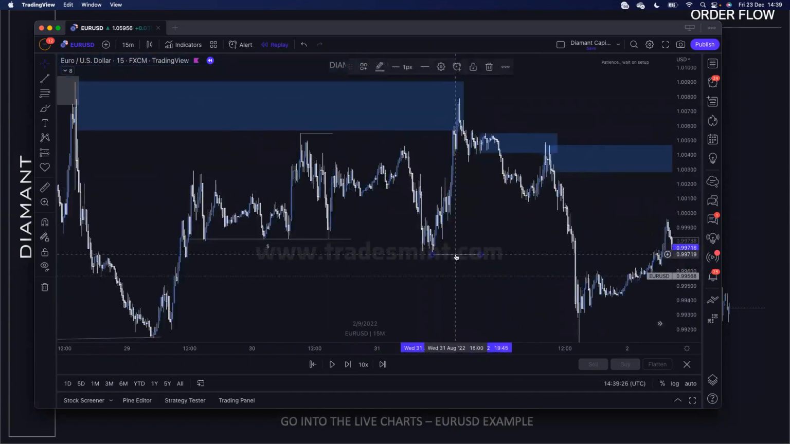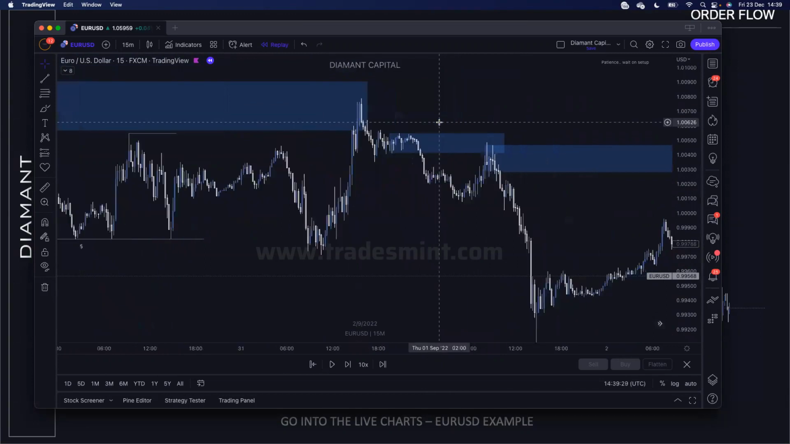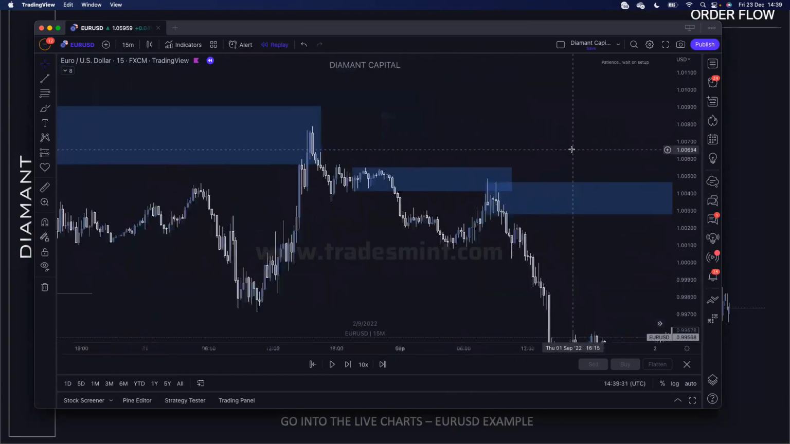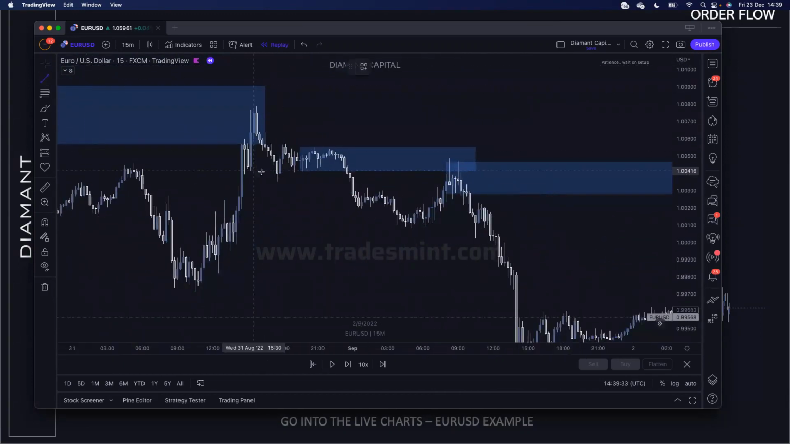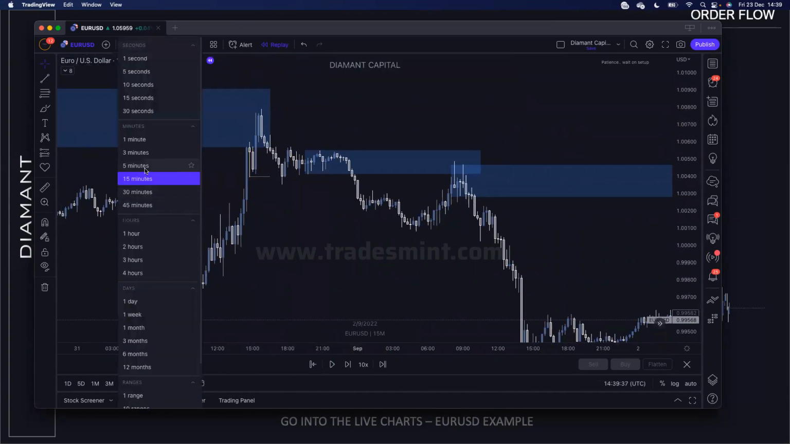But let's just say, for example, we weren't doing that. We took it on the secondary structure, which I don't usually recommend. But if you are trading on the lower time frames, then it will be appropriate. Let's go down to the 5-minute chart.